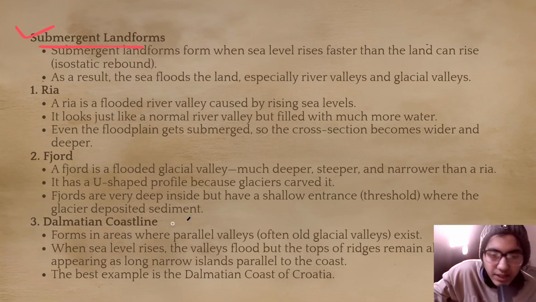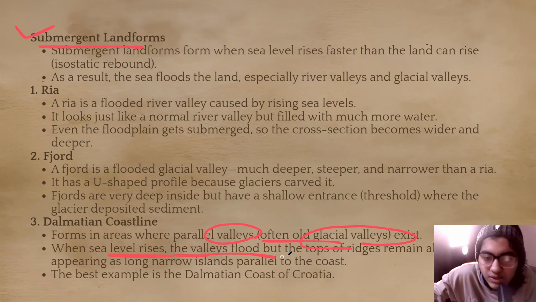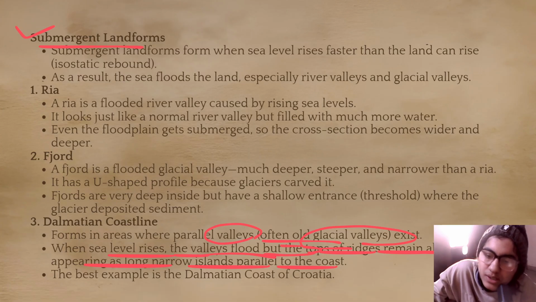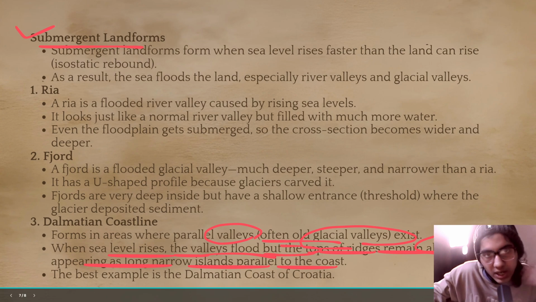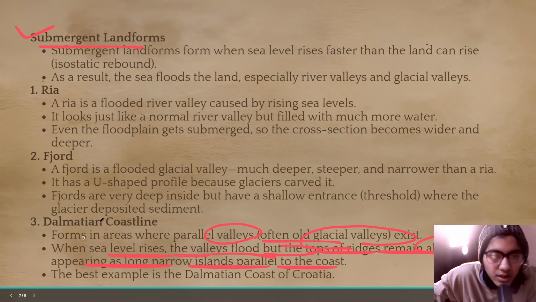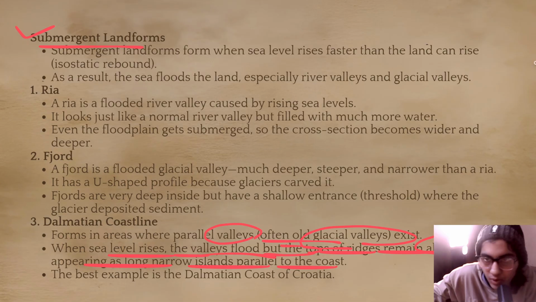It forms in an area where parallel valleys, often old glacial valleys, exist. When sea level rises, the valleys flood, but the tops of the ridges remain above water. Here you can see the tops of the ridges are much higher than the sea level, so they are not affected by the sea level at all. So these are some examples of submergent landforms.